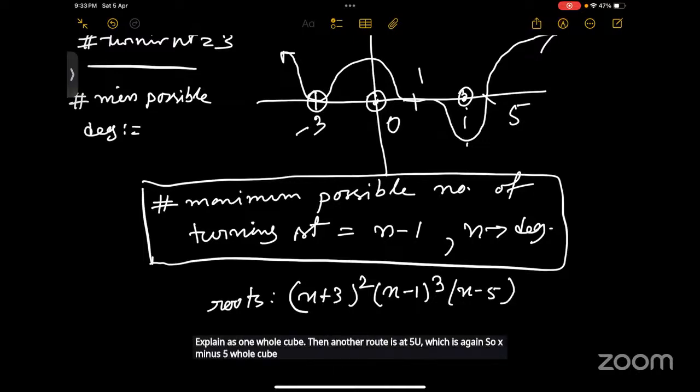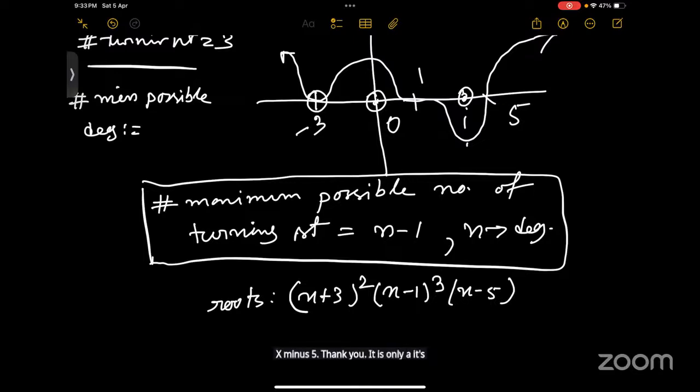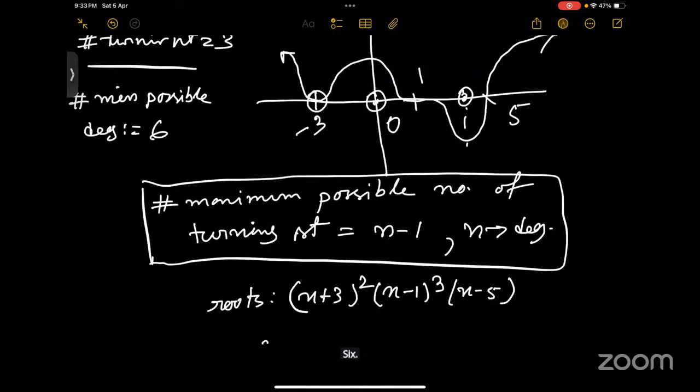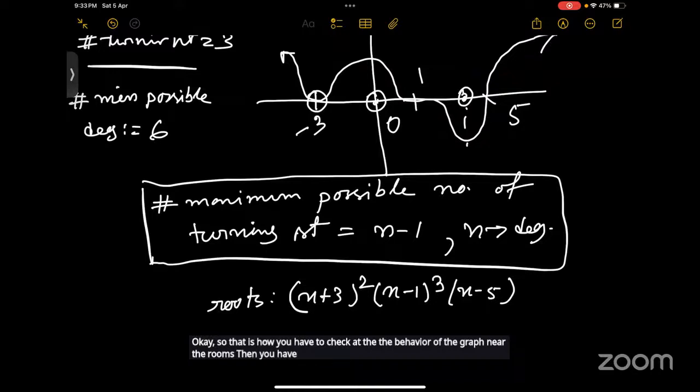No, it's not whole cube. It's only x minus 5. I think it's linear, just crossing the point. Yeah, so it's linear. So what will be the minimum possible degree now? 6. Correct. So that is how you have to check the behavior of the graph near the roots. Then you have to calculate the minimum possible degree. Okay.